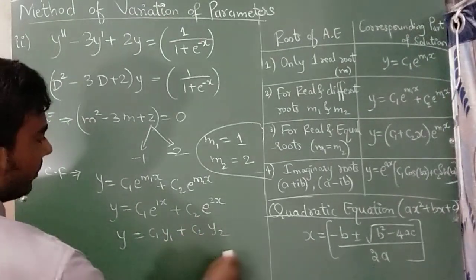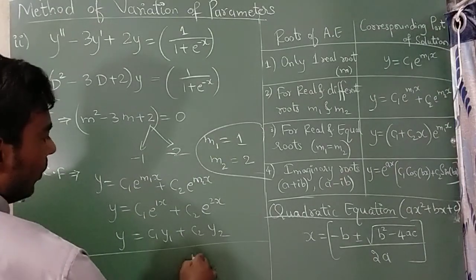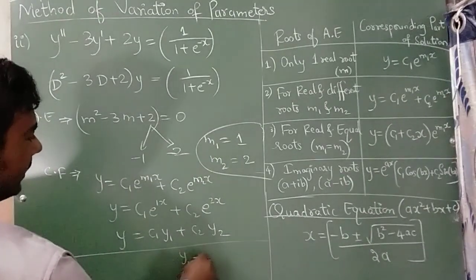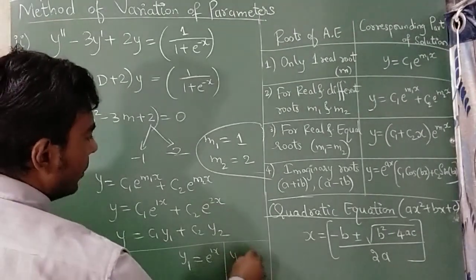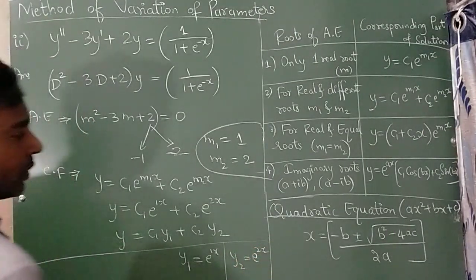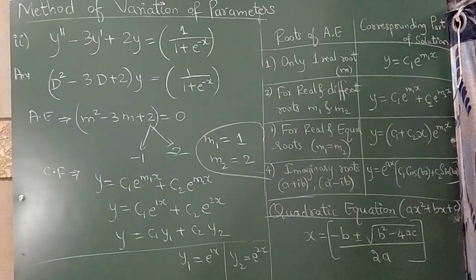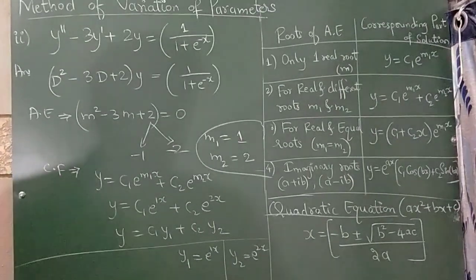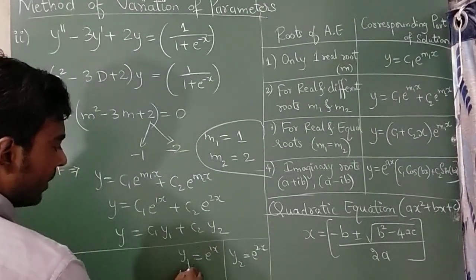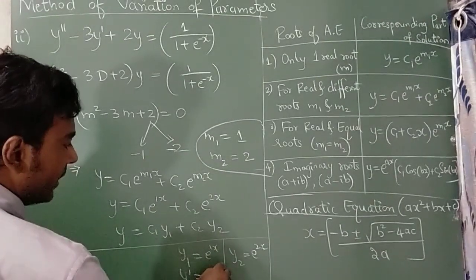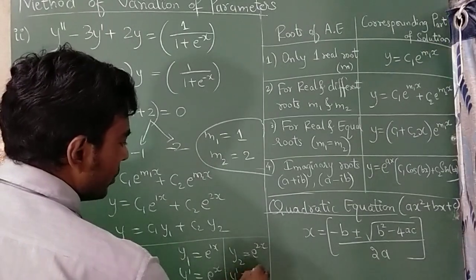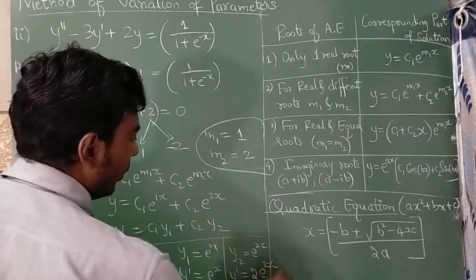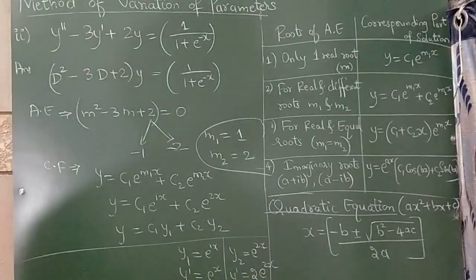Fine. Now what is y1? It is e raised to 1x. Now what is y2? It is e raised to 2x. If you differentiate y1, it will become y1 dash. So this will become e raised to x itself. Now if you differentiate this, you will get 2 into e raised to 2x. Fine.